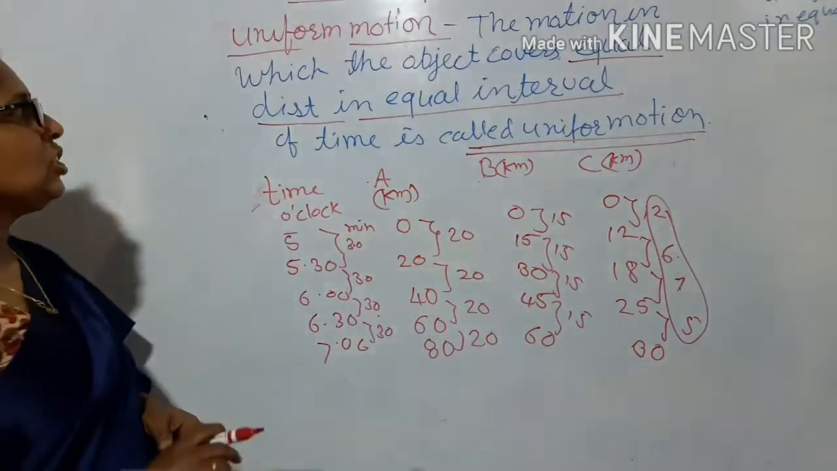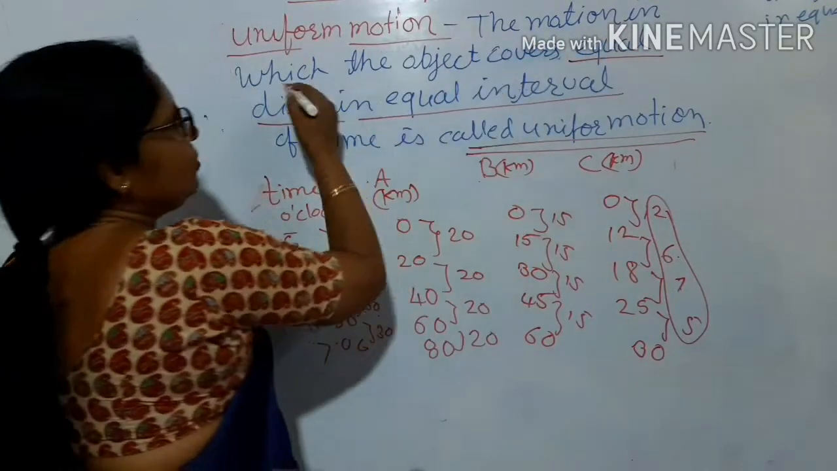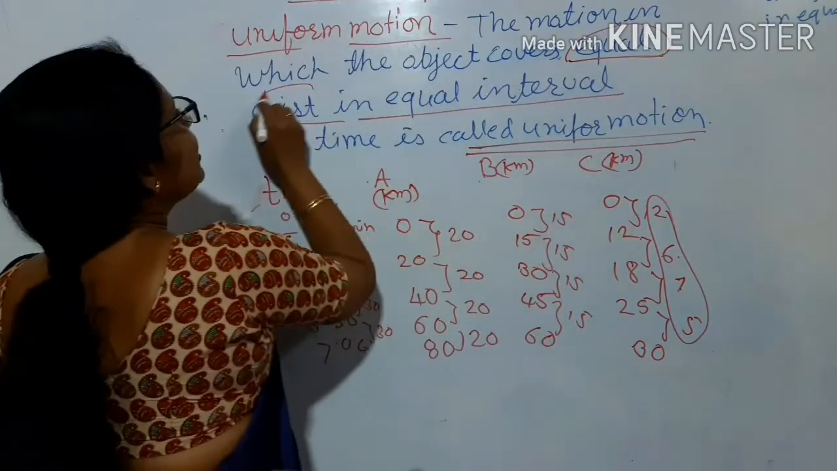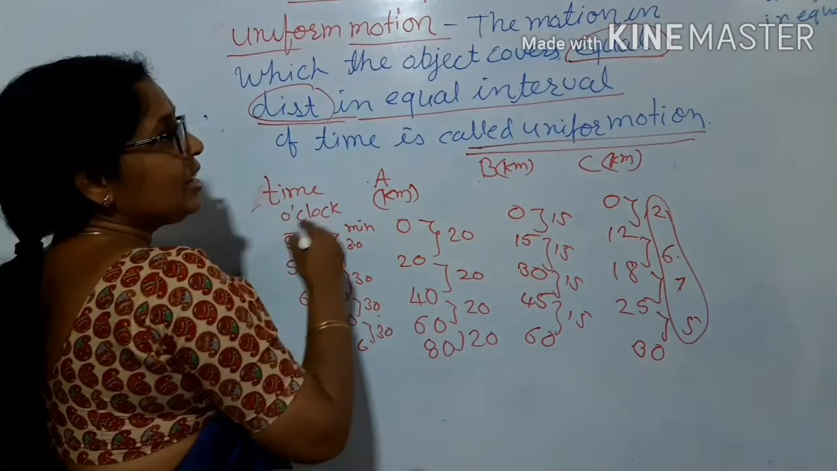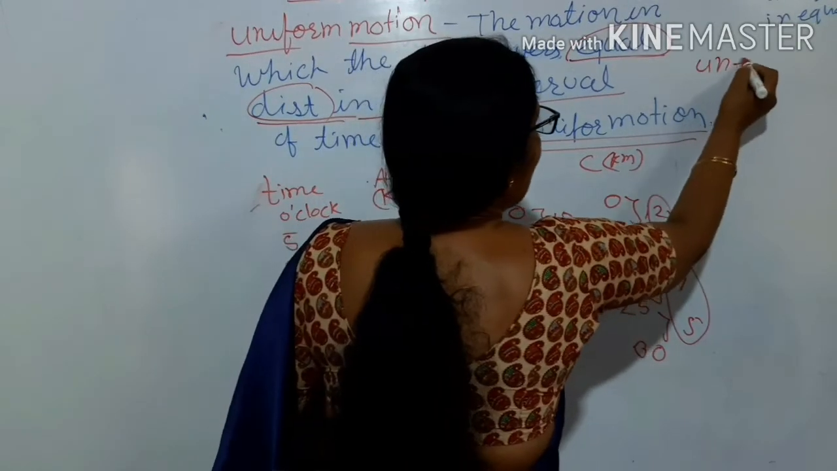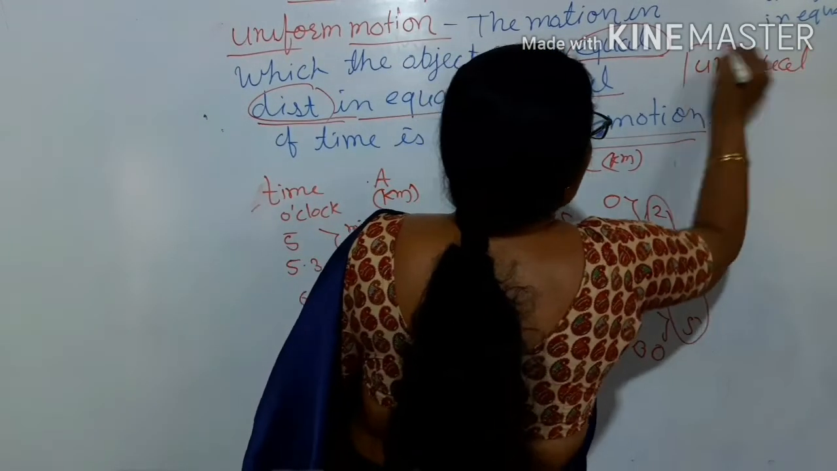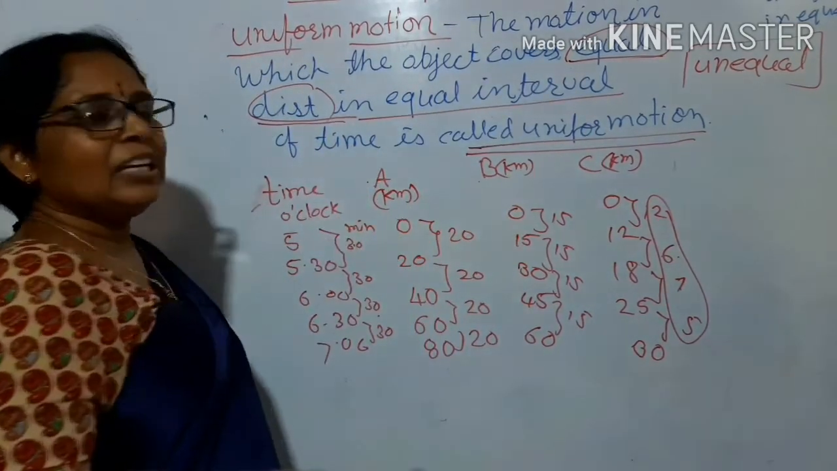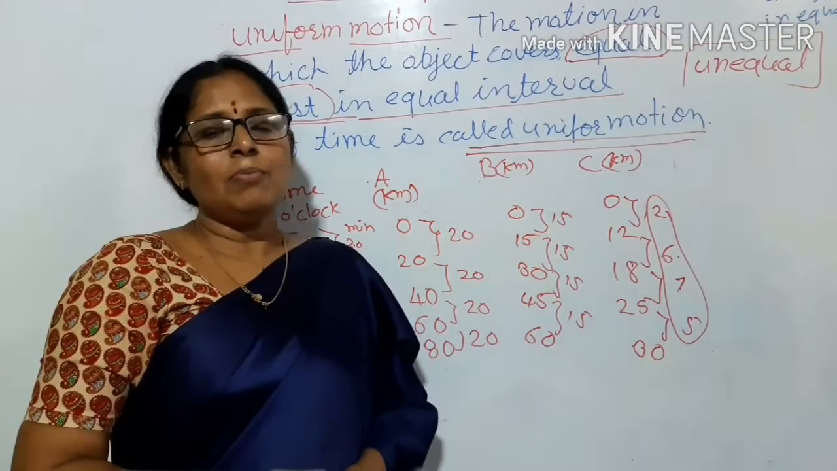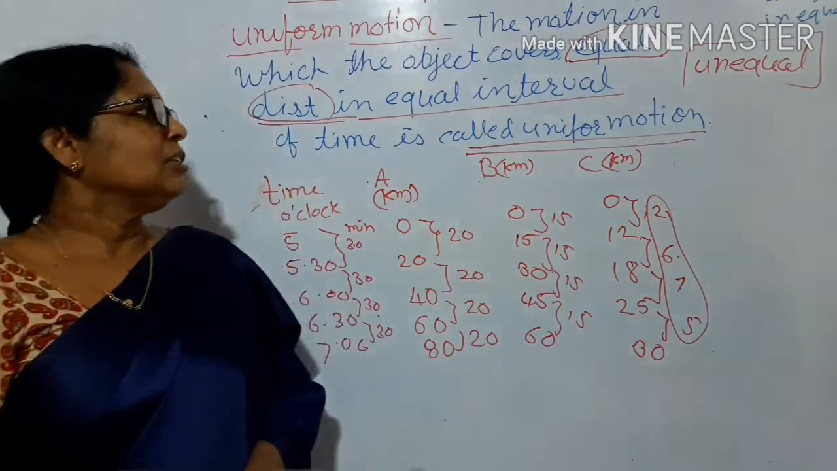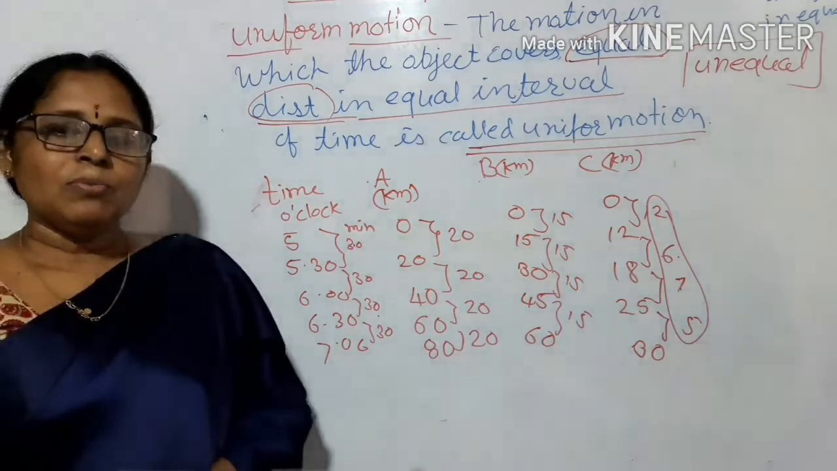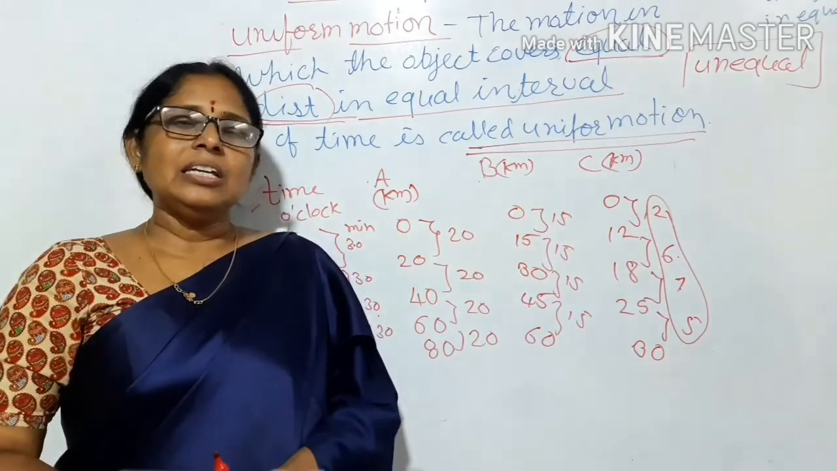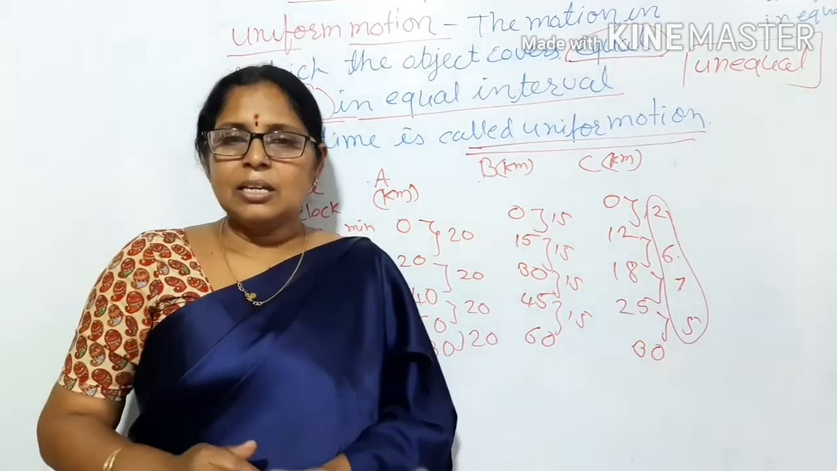Then what is the definition of non-uniform motion? Only you have to change this much. See, the motion in which the object covers equal distance. What you have to write? Instead of this, you have to write unequal. Unequal distance in equal interval of time is called non-uniform motion. So, like this, uniform motion and non-uniform motion I told you. And the next point, that is acceleration and the 3 equations of motion, that we will see in the next video.